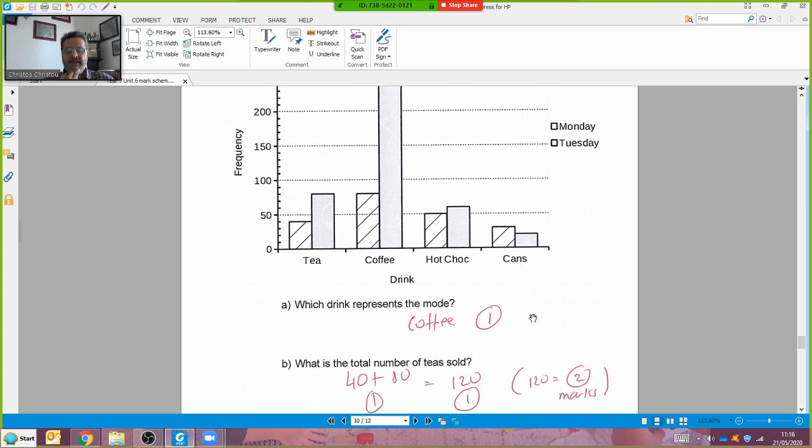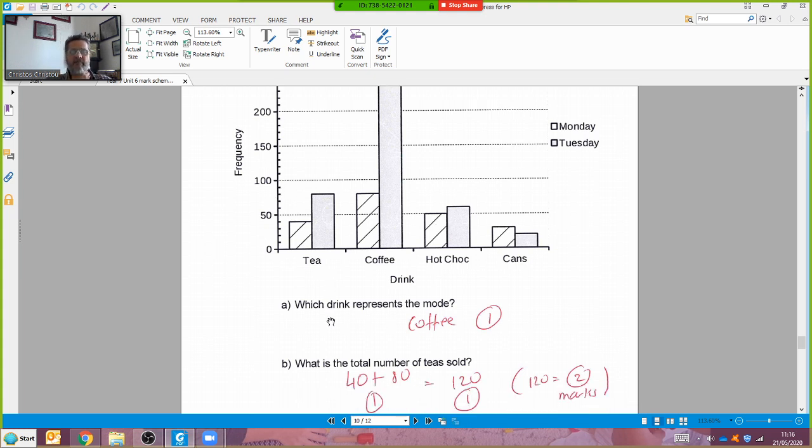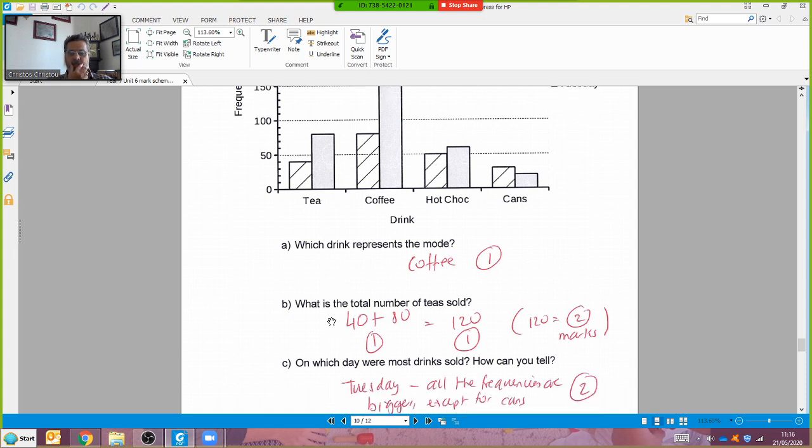B, what is the total number of teas sold? Tea, I think that's a 40. And I'm thinking that's maybe, I can't tell, an 80 on the screen. Of course, with this in front of you, you can just put your ruler across there and see that's like 2 notches away from 100. So it's 40 and 80, makes 120.